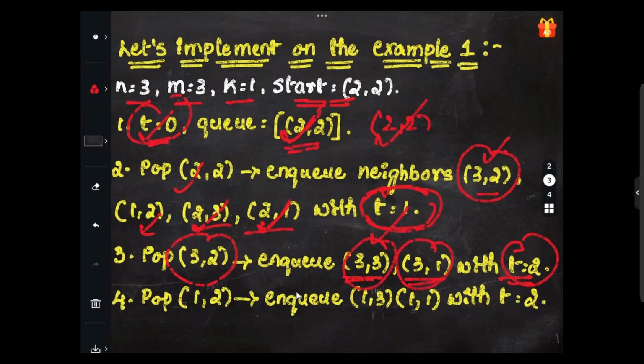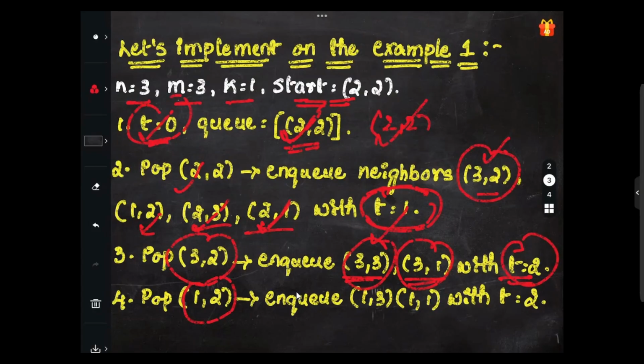So now we have this one. Now we have 1 comma 2. So we have to go with popping 1 comma 2, right? Just give me a second, did I get confused here? All right, this is fine. Now we have 1 comma 2, so we will be popping 1 comma 2. What we'll be doing, we will be enqueuing its neighbors, nothing but 1 comma 3, 1 comma 1.